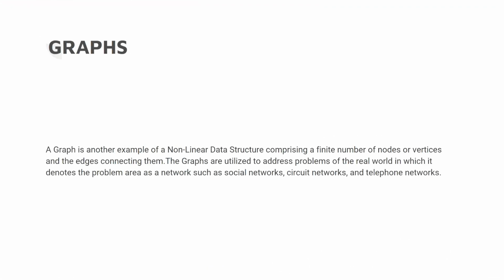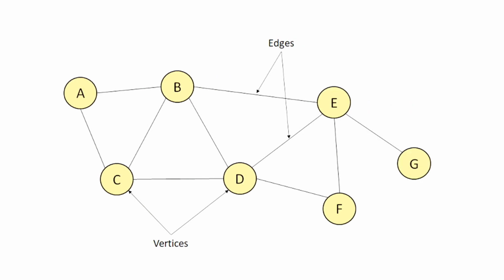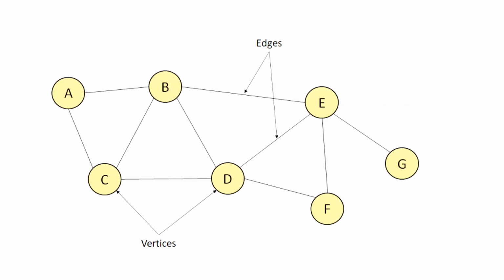So what are graphs? A graph is another example of a nonlinear data structure comprising a finite number of nodes or vertices and the edges connecting them. Graphs are utilized to address problems of the real world, in which the problem area is denoted as a network, such as a social network, circuit network, or telephone network. For instance, the nodes or vertices of a graph can represent a single user in a telephone network, while the edges represent the links between them via telephone.